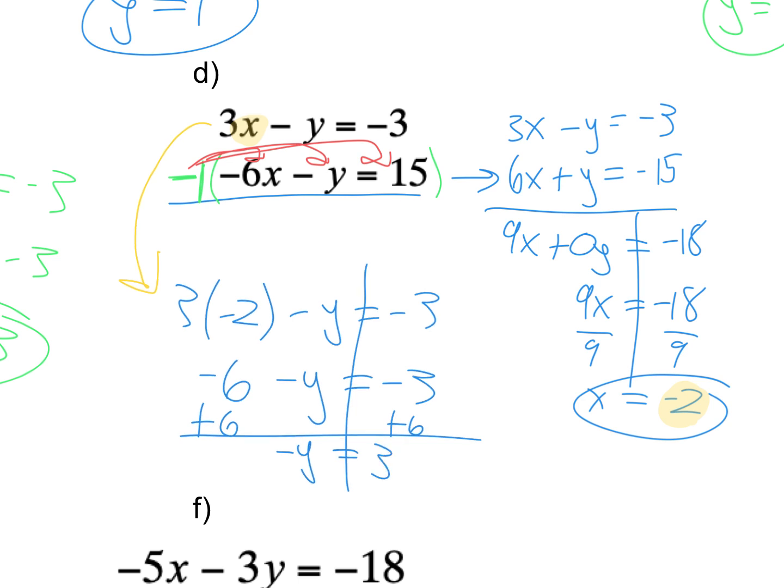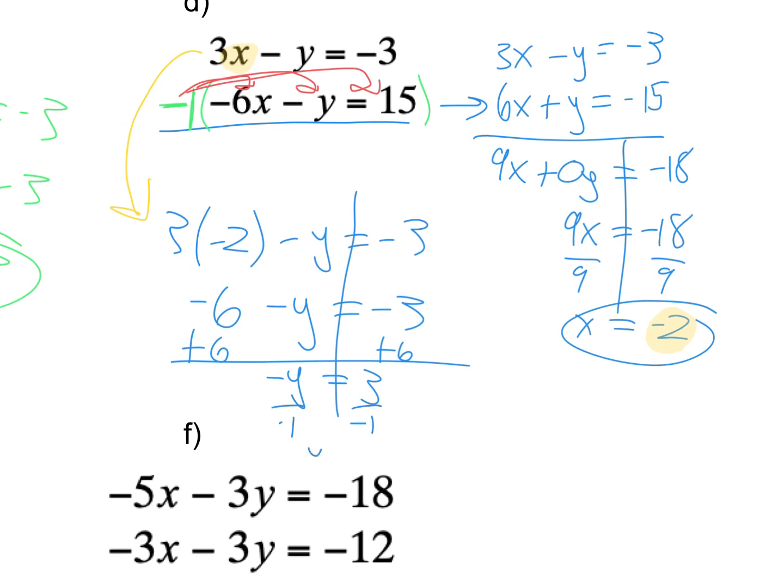Our variable's by itself, but I can't have this negative sign in front of my variable for my final answer. So how do we get rid of that? You either multiply or divide both sides of the equation by -1. So I'm just going to divide both sides by -1. And now I have y equals -3.